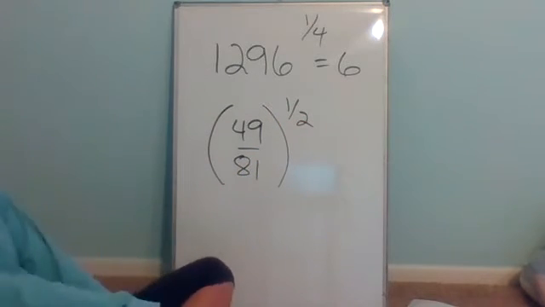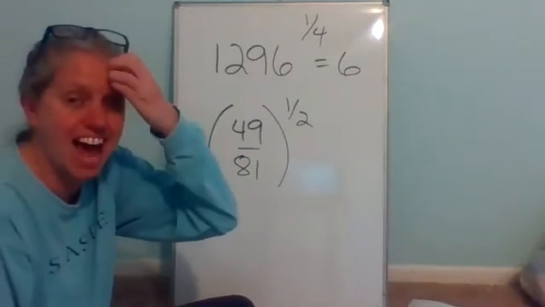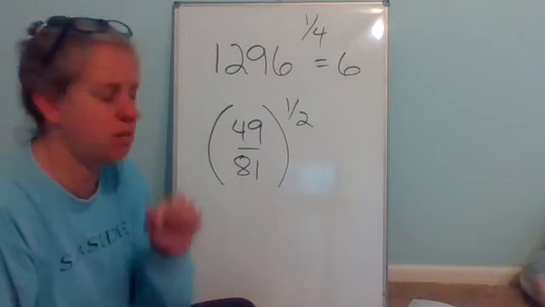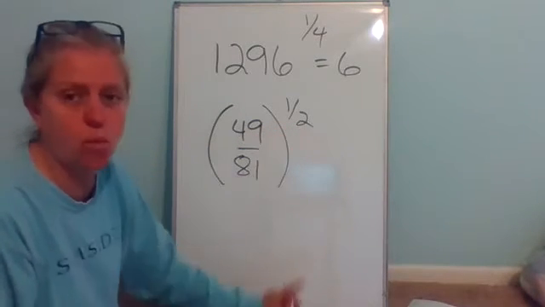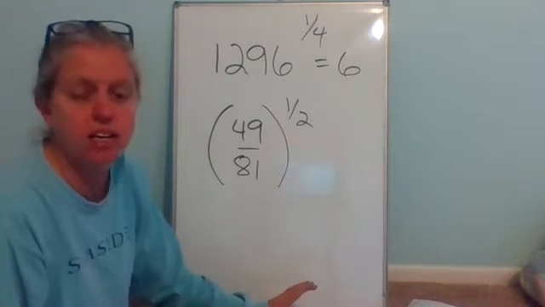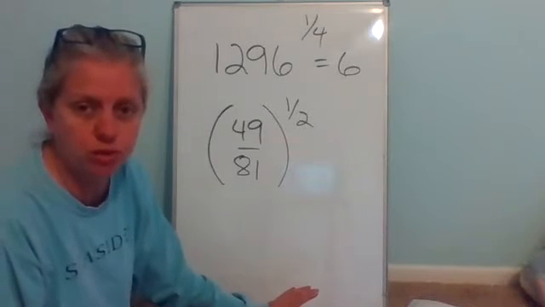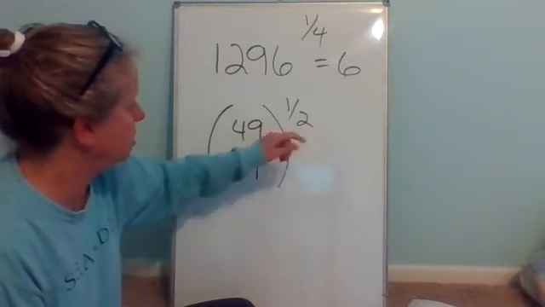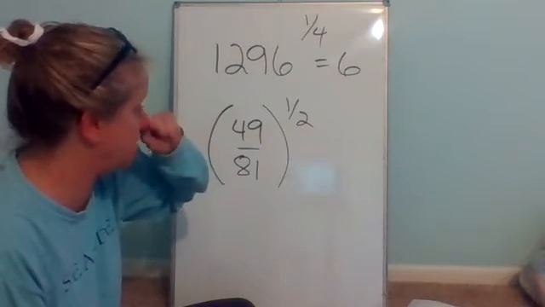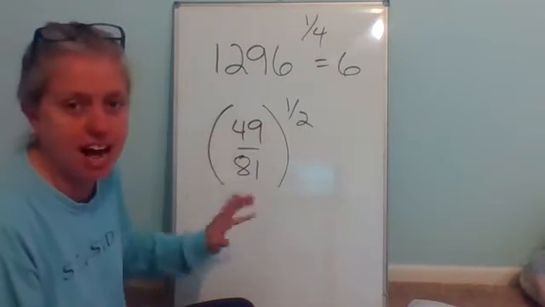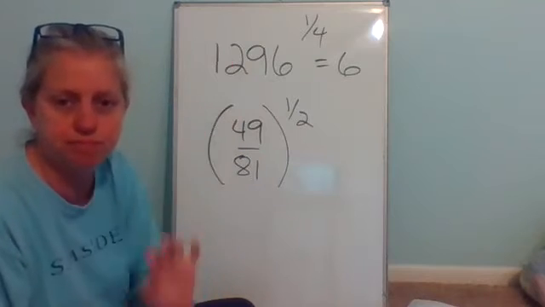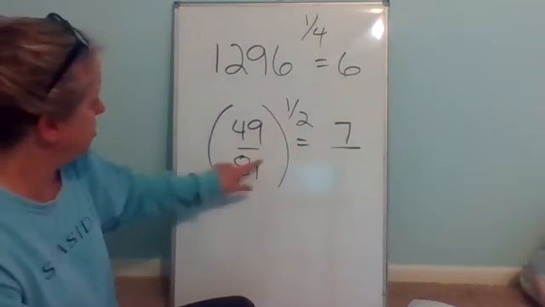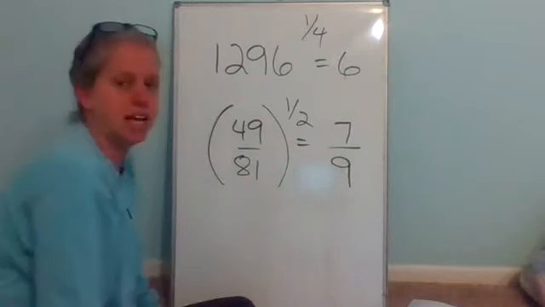So I'm raising 49/81 to the 1/2 power. I'm going to do this in my calculator in just a second. But remember, what does raising to the 1/2 power mean you're doing? You're taking the square root of whatever you're raising to that 1/2 power. Even if it's a fraction, I just treat them as two separate numbers. So what was the square root of 49? 7. The square root of 81 is 9.